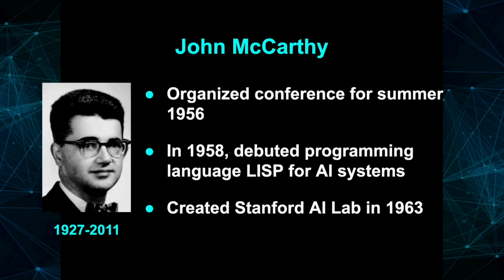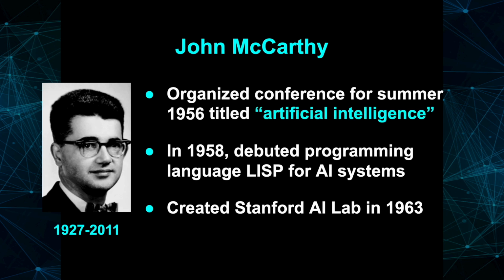John McCarthy wanted to get about 10 researchers together for 2 months for a conference at Dartmouth in the summer of 1956 to see if they could figure out how to get computers to solve difficult problems that normally required human intelligence. To entice university researchers to give up their summer vacations, he titled the conference Artificial Intelligence. This is the first time that term had been used.